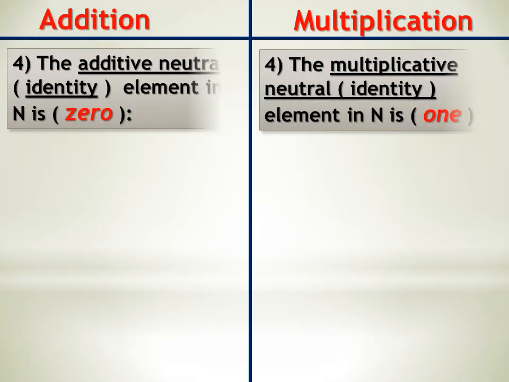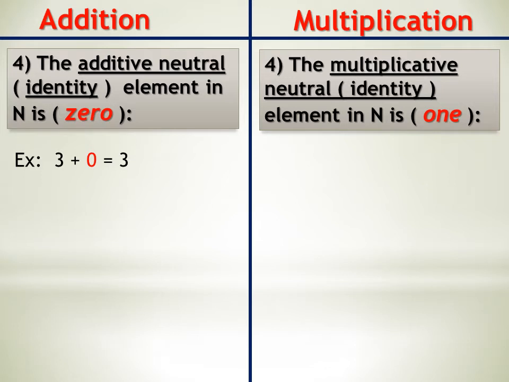And now let's talk about the fourth property, which is the additive neutral or identity element in N, which is 0. So the additive neutral here is 0. When we add any number plus 0, it will be the same number. So 0 doesn't affect any number. So here is the additive neutral or the identity.